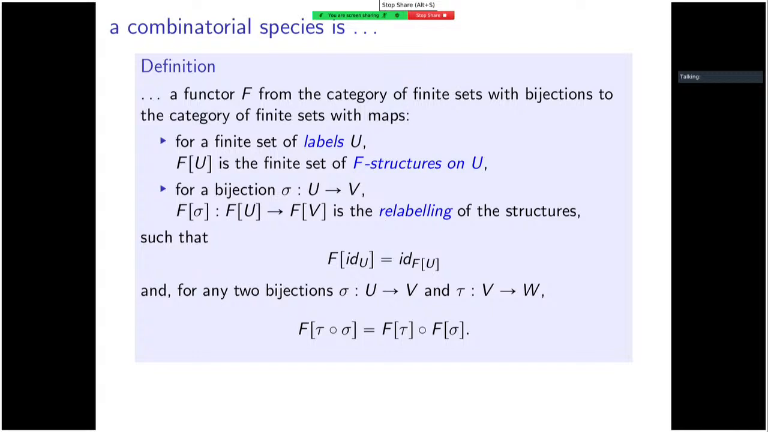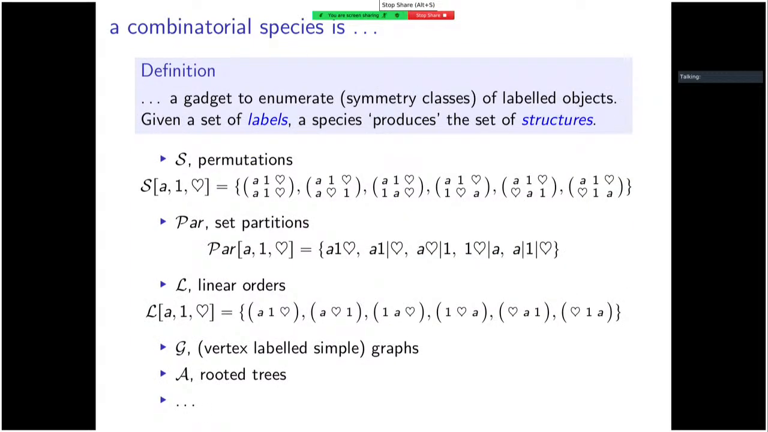Okay, and it's much better to think of labels as something you cannot compute with. So it's good to think of labels as A, 1, heart, and maybe some Indian letter. You should not think of the labels as 1, 2, 3. That's not so good because then you tend to order them, for example. And A, 1, and heart you cannot order in some good way.